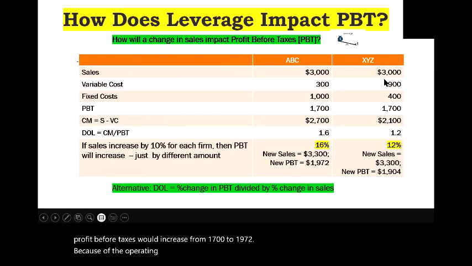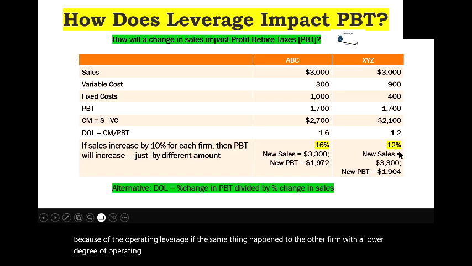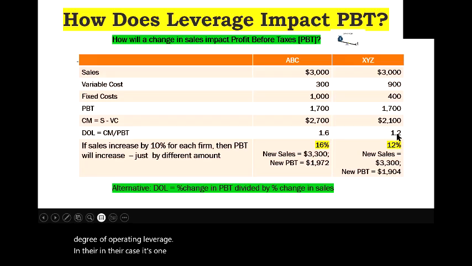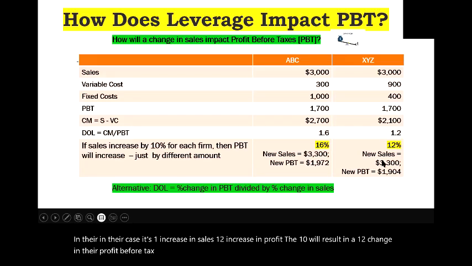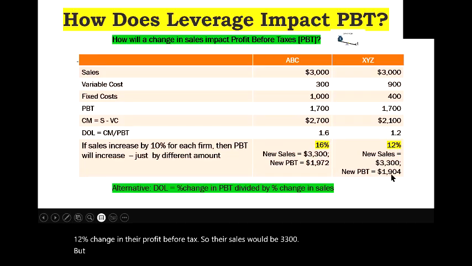If the same thing happened to the other firm with a lower degree of operating leverage, in their case, it's 1% increase in sales, 1.2% increase in profit. The 10% will result in a 12% change in their profit before tax. So their sales would be 3,300, but notice that their profit would increase to 1904.